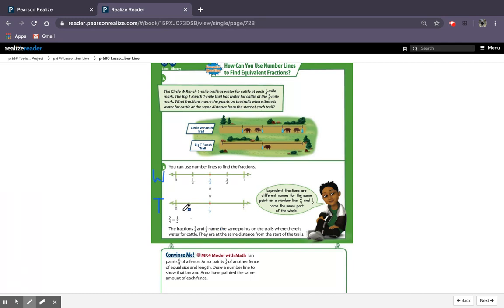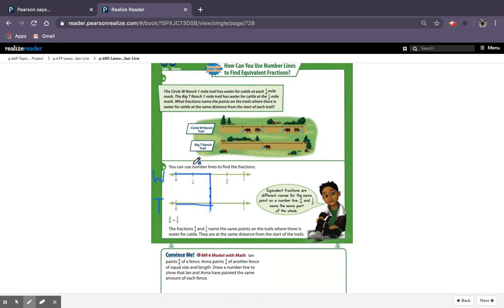So they are just asking to find which ones equal each other. By drawing a line just straight down, and they have a little arrow there for us, we can see that they're matched up. So this guy here says equivalent fractions are different names for the same point on a number line. 2/4 and 1/2 name the same part of a whole. So again, they're the same part. It's the same distance from 0. See? Same exact distance from 0.